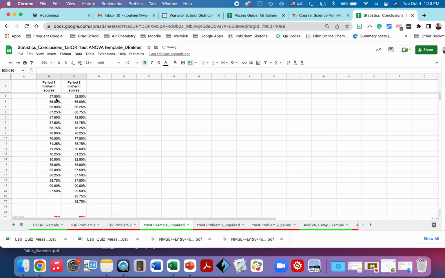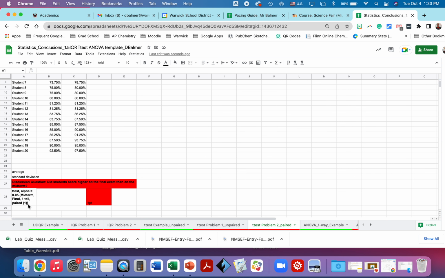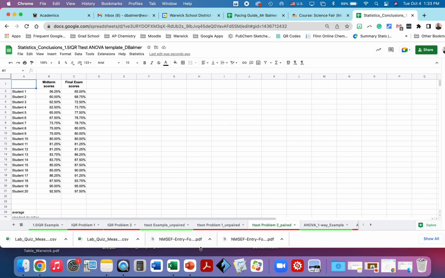What that means is this score in row 2 has nothing to do with row 2, column C. It's not like this student was the same student as this student. You would use a paired t-test when you're looking at midterm scores versus final exam scores. So in this case, this would be student 2's midterm score, and this would be student 2's final exam score. And I think that comes into play when we're looking at your second practice problem. That is actually telling you to do a paired t-test because this score is related to that score.